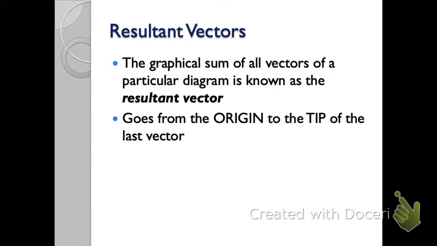The resultant vector is always drawn from the origin to the tip of the last vector. So the resultant vector is not drawn tail to tip. It does not get added on to the rest of them. So let me give you an example of a resultant vector.